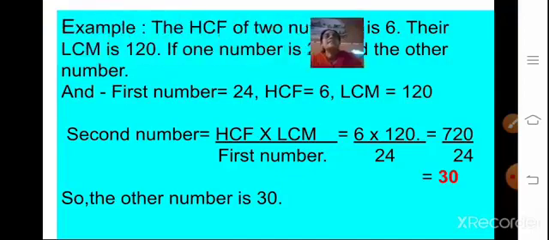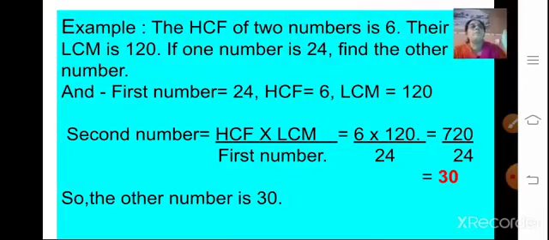Now let us see an example. The HCF of two numbers is 6. Their LCM is 120. If one number is 24, find the other number. Now the first number is given, it is 24. HCF is 6 and LCM is 120. You have to find the second number. So to find the second number, your formula is HCF into LCM divided by the first number.